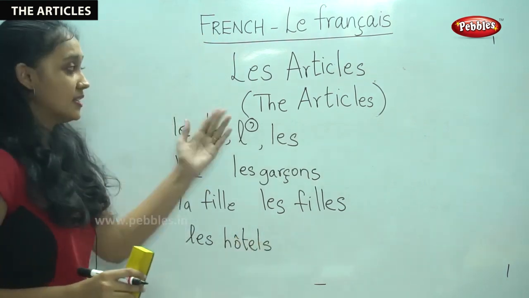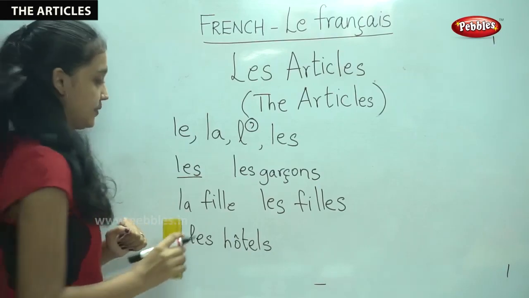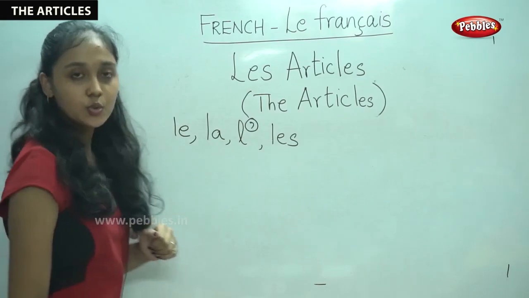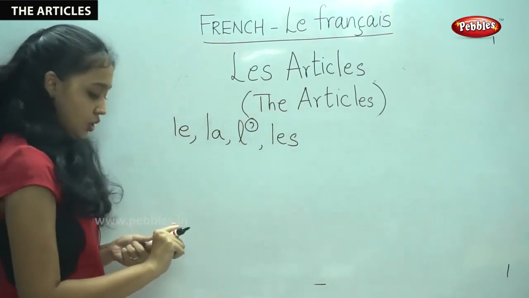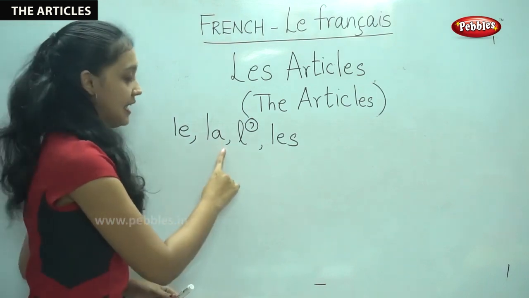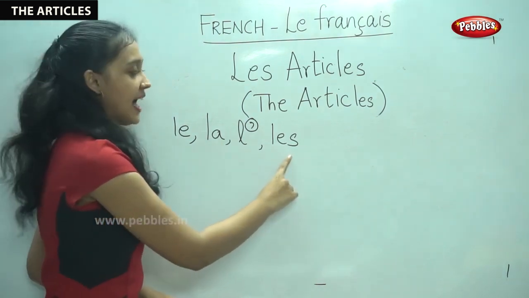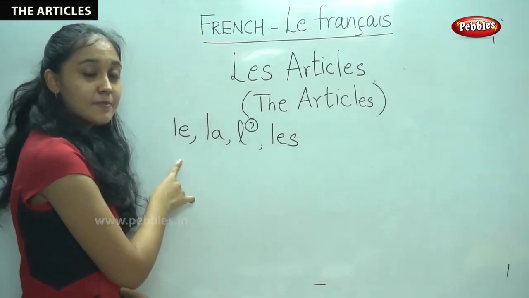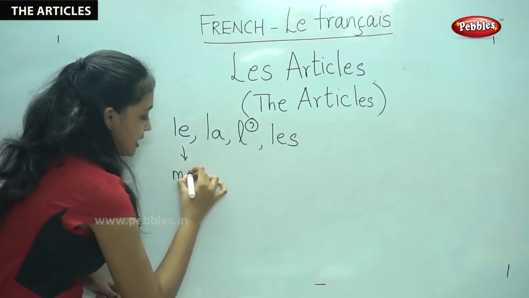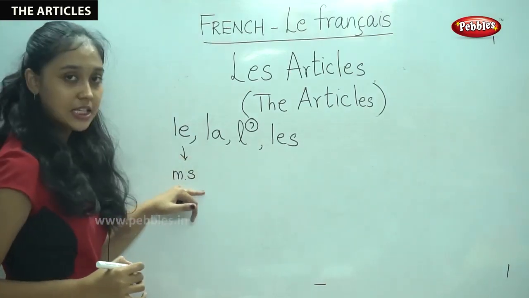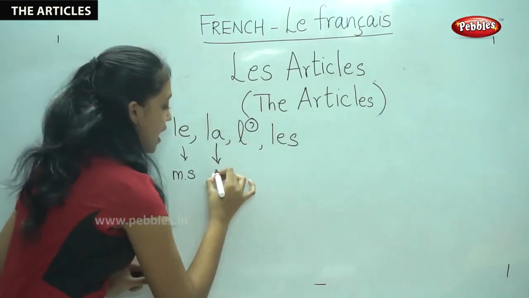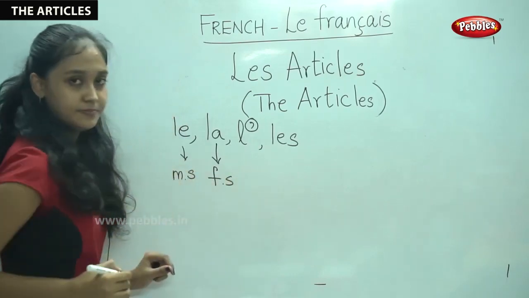So have you understood the definite article? I'll go over it once again. You just need to learn the rules and follow them. So in the definite article we have 4: le, la, L apostrophe and les. Le comes before any noun that is masculine singular. The word la comes before any noun that is feminine singular.